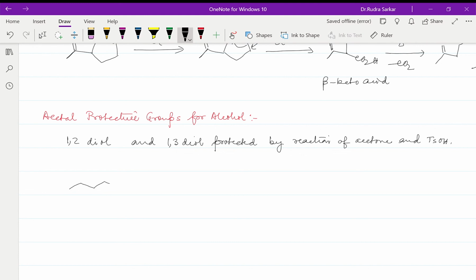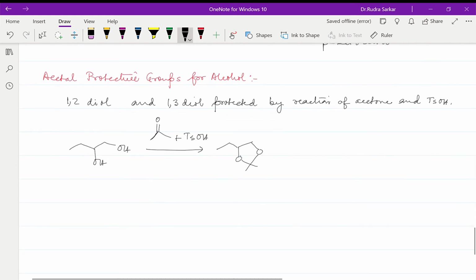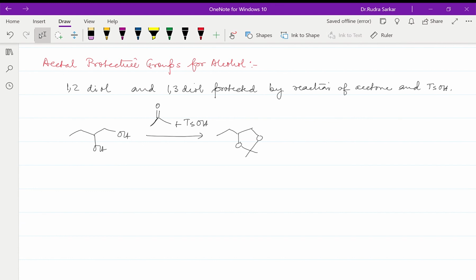So suppose we have this type of a 1,2-diol and we use acetone in the presence of the tosic acid. So out here, protection will lead to the formation of this type of a dioxolane derivative, which can subsequently be deprotected using acidified water, okay, via acid hydrolysis.